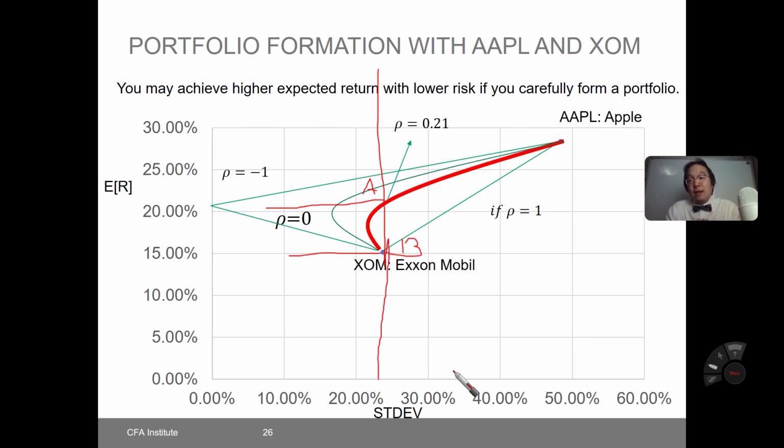Case A, in portfolio A, you have an Apple and ExxonMobil combination, whereas in case B, you have 100% invested in ExxonMobil. But A is more efficient than B because it gives us a better return for the same level of risk. So it's more efficient compared to B.